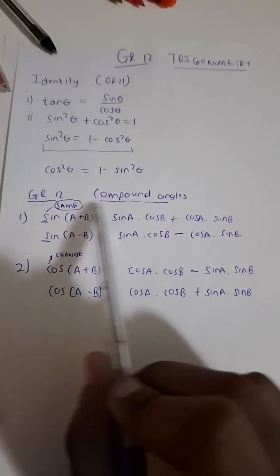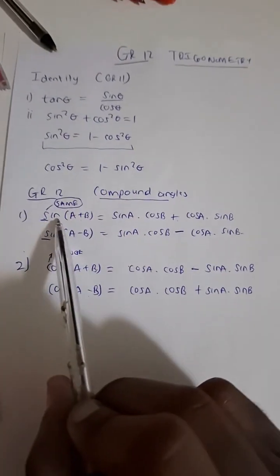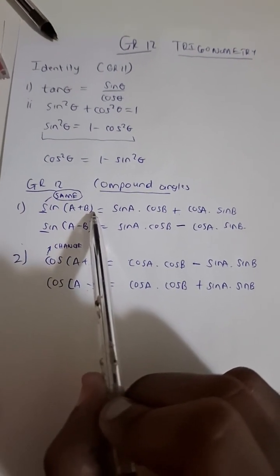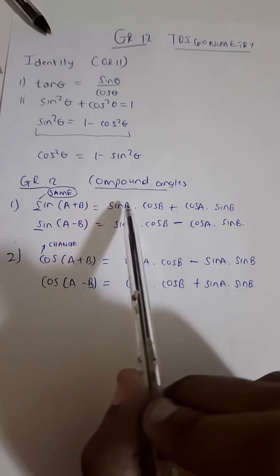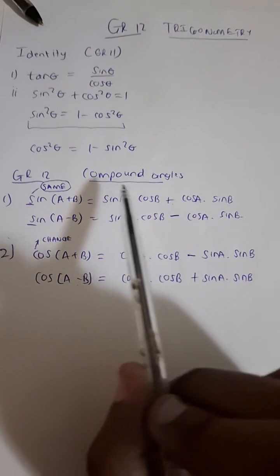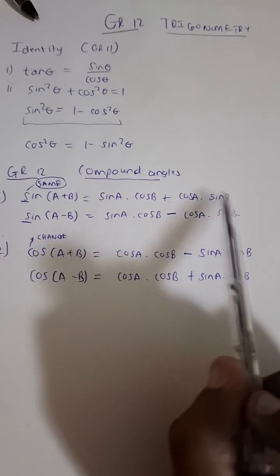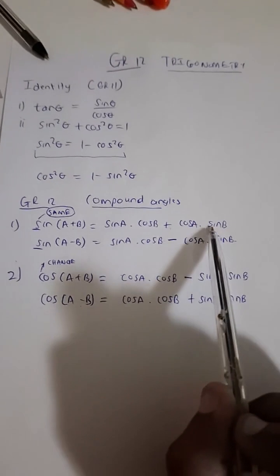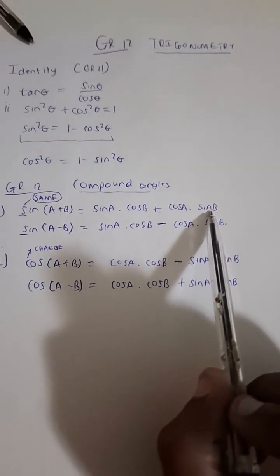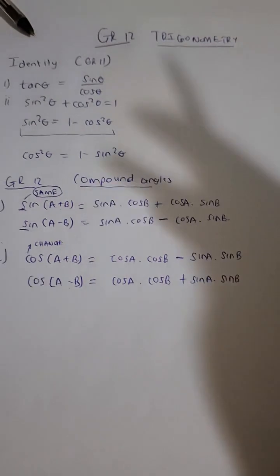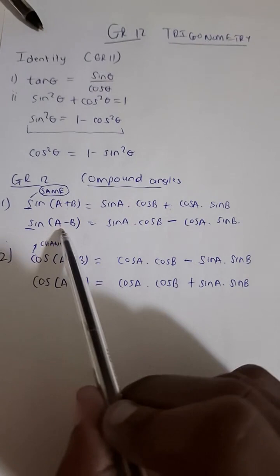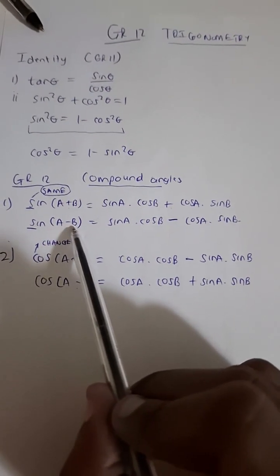Then these are the grade 12 compound angles. This is how we expand sine A plus B. Please, people, the way we expand it is we just say sine A cos B, and the plus sign is still the plus sign, then cos A sine B. This is in your formula sheet, so if you know it off by heart, it really helps, but you can always refer to the formula sheet whenever you need to expand a particular compound angle of sine.